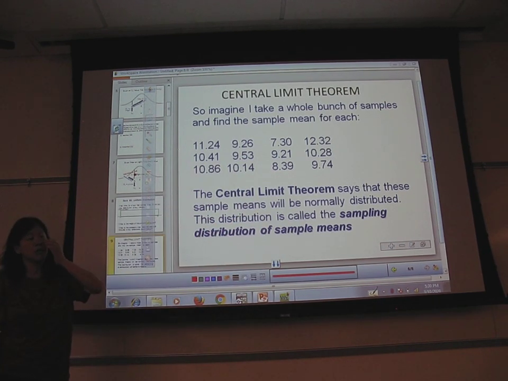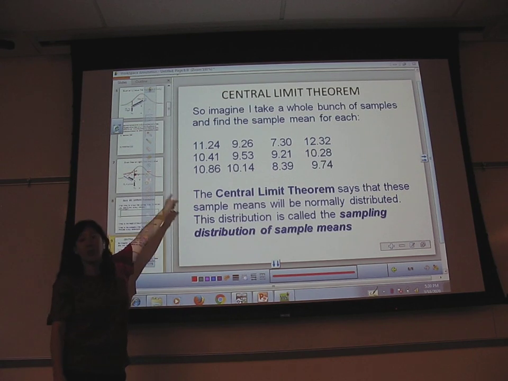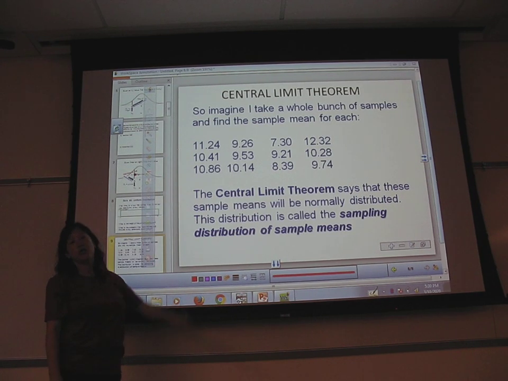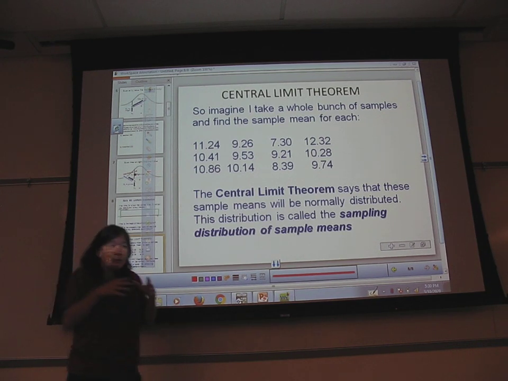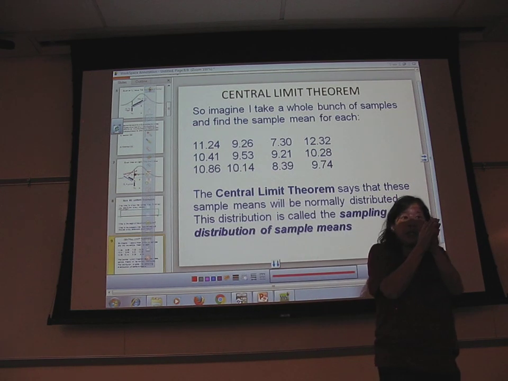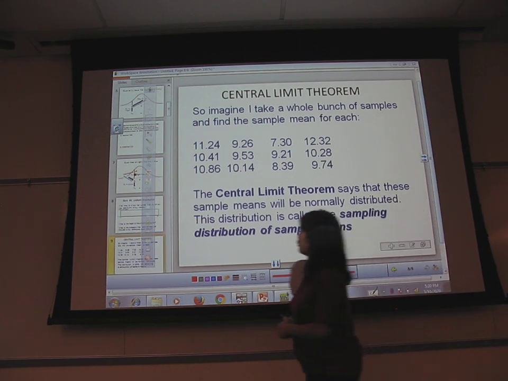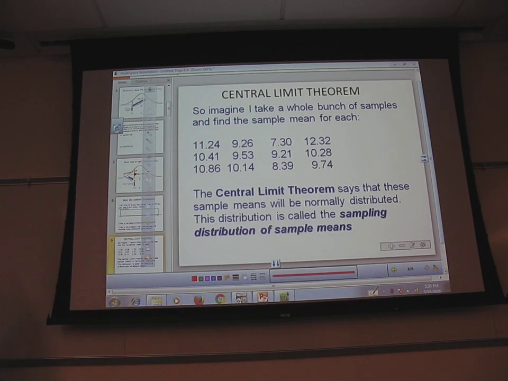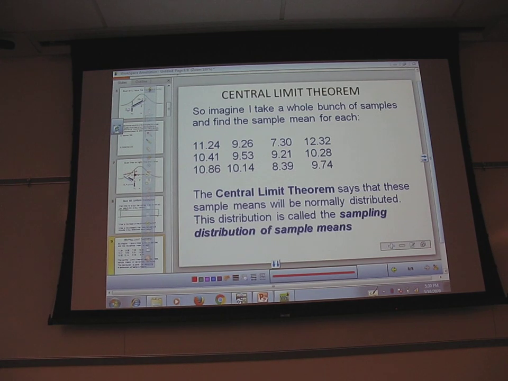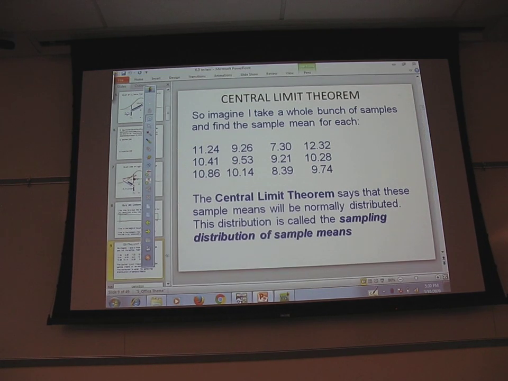The central limit theorem says that these sample means will be normally distributed, regardless of whether they come from a normal distribution or not, because they're averages. So the averages will all be centered around what you think the average should be, and most likely there, and then most of them there, and then fewer and fewer as you go further out. It makes this nice normal curve. So that's kind of this neat thing. That's what we talked about last class.